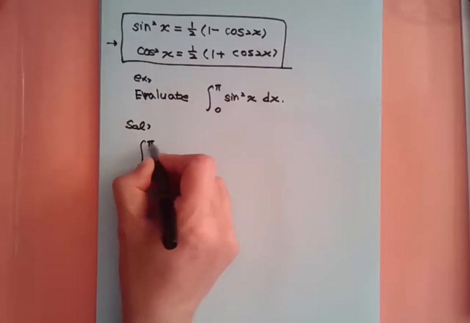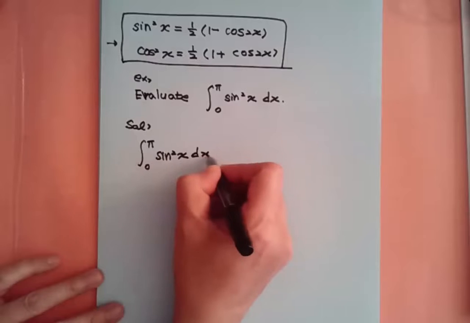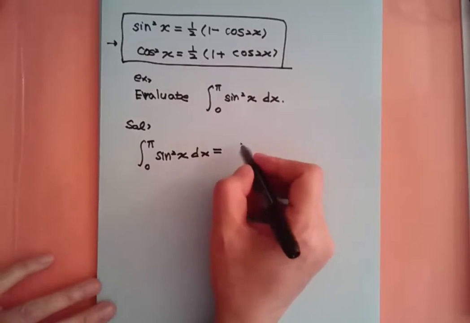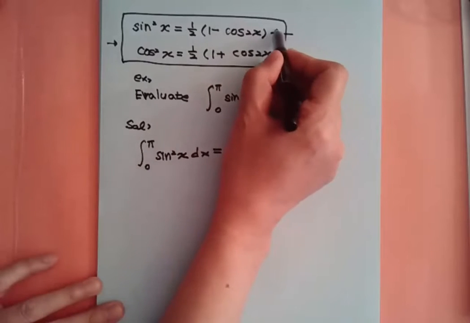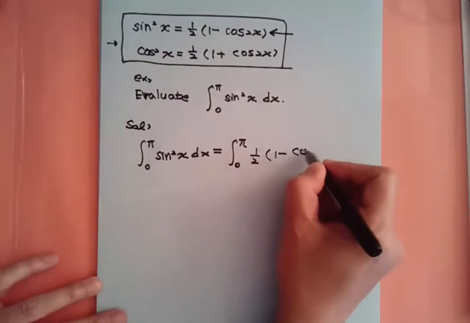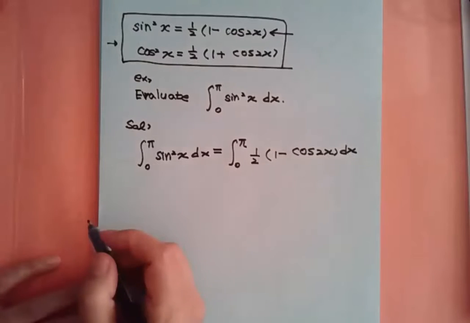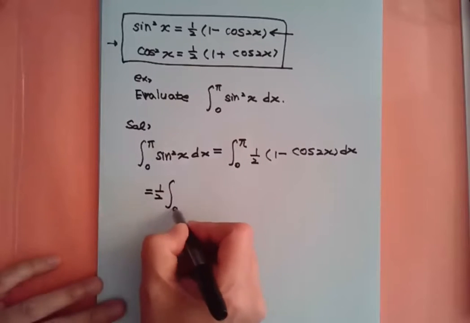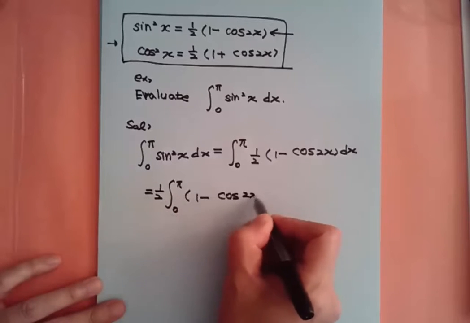Integration 0 to pi sine squared of x dx equals integration 0 to pi. We are using this formula. Then that is 1 over 2, 1 minus cosine of 2x dx. So that is 1 over 2 integration 0 to pi 1 minus cosine of 2x dx.